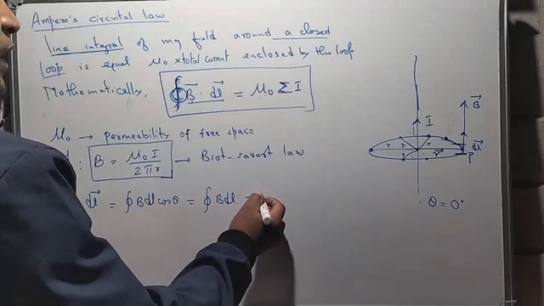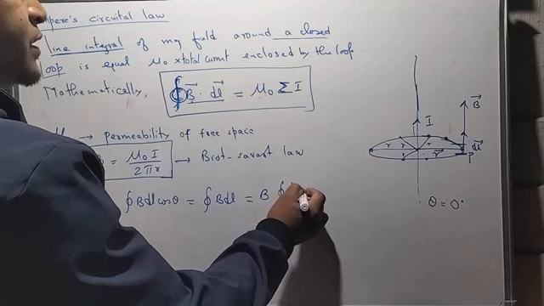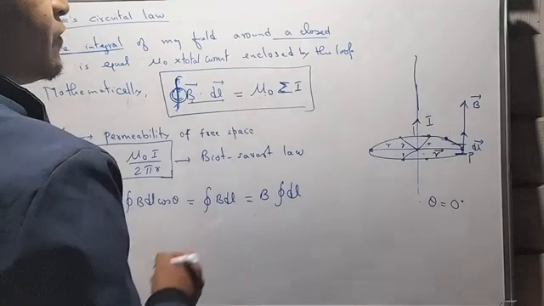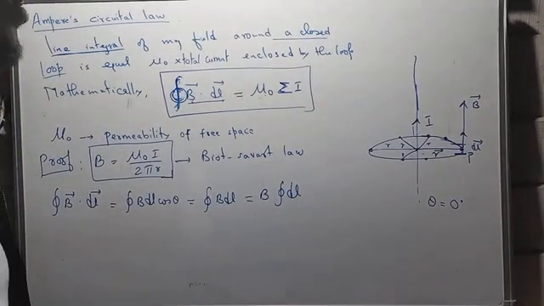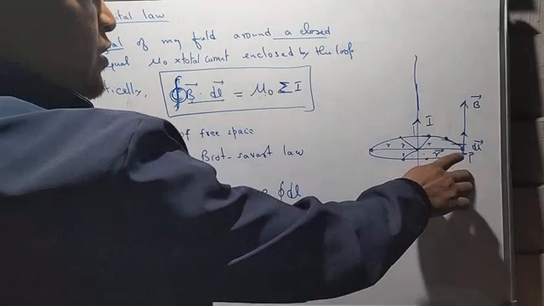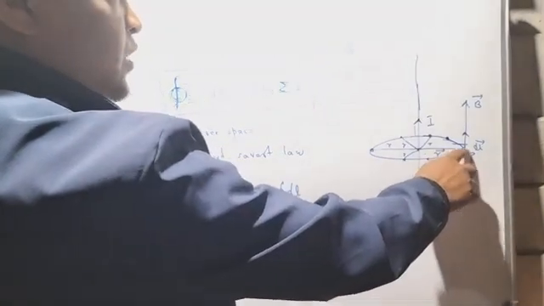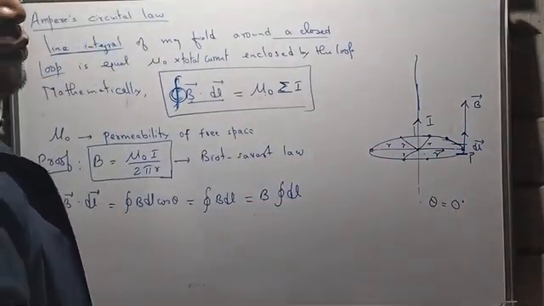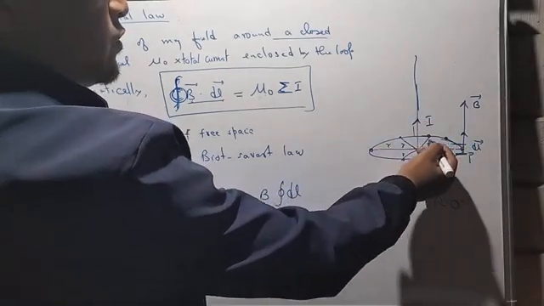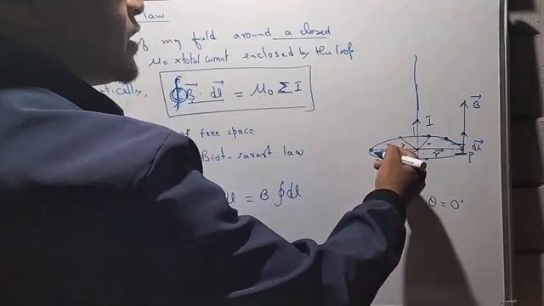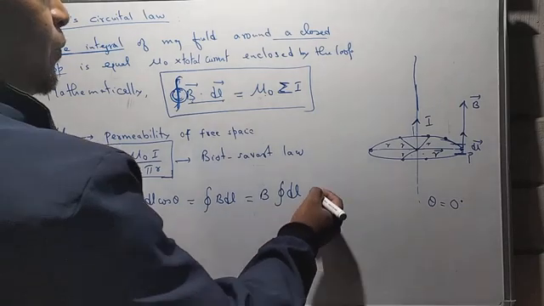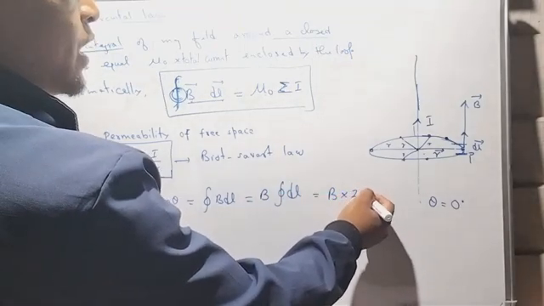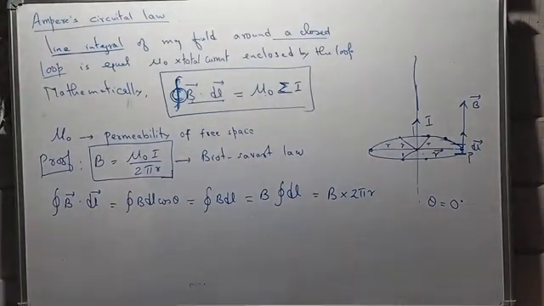So if it is constant, then I'll take it outside the integration sign, and inside I'll have only dl. Now, what is this integral of dl? When you integrate, it means you are finding the total value. So when you integrate this small dl, you are finding the total length of the loop. What is the total length of the loop? It is actually the circumference of the loop. So if you integrate dl, you will get 2 pi r.